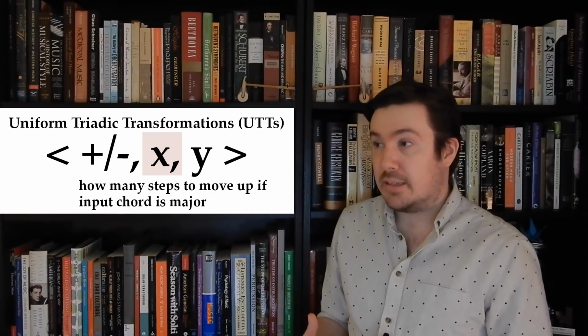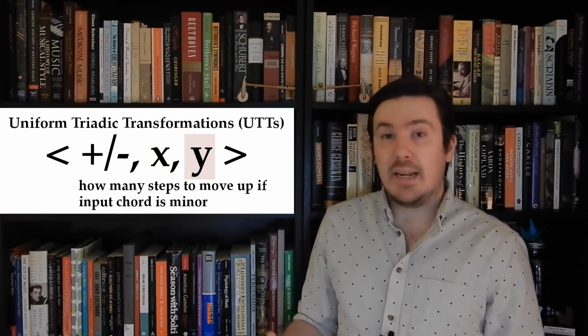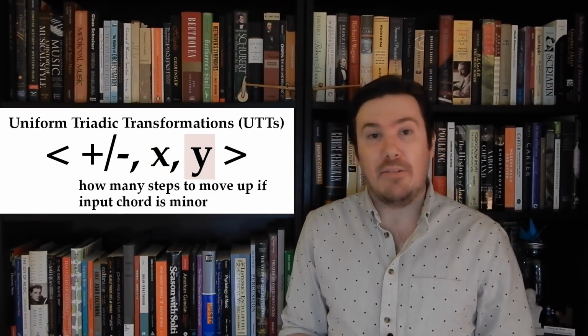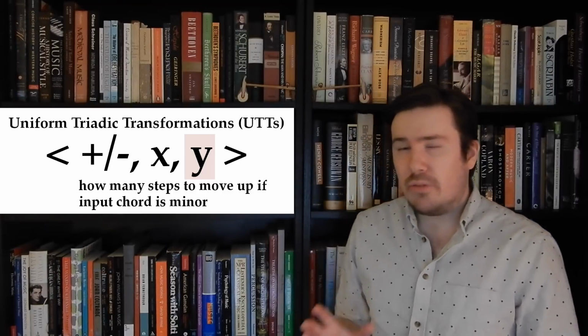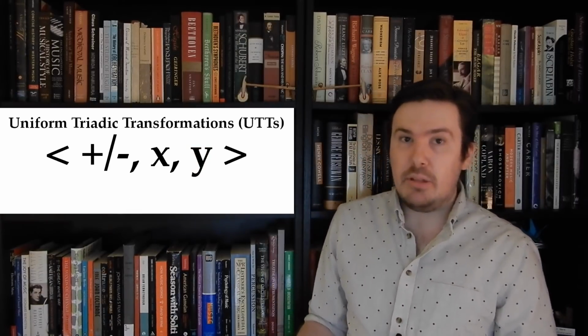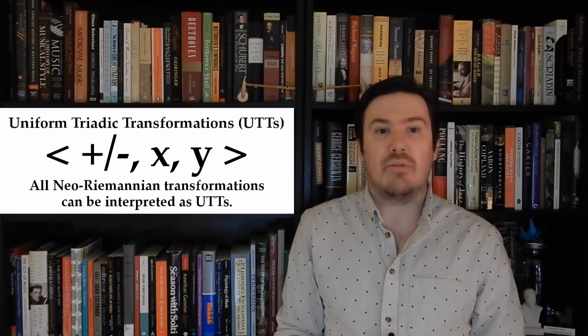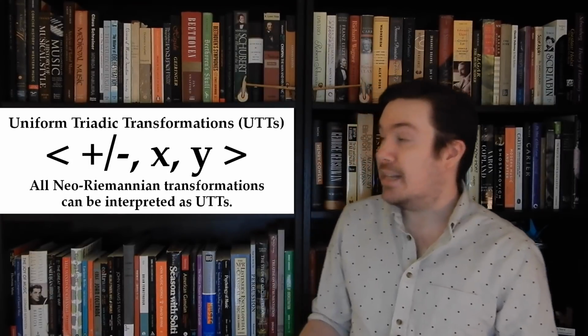The first number tells us how many semitones to transpose it up if the input is major, and the second how many semitones to move it up if the input is minor. A UTT is sort of like an algebra function. You input something, in this case a triad, and the UTT will tell you exactly what you're supposed to do with it. All Neo-Riemannian transformations can be mapped as UTTs.